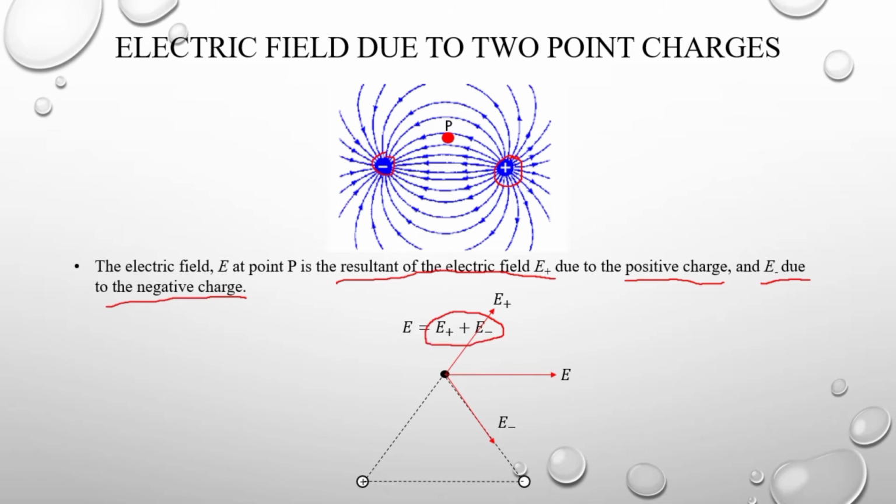In order to visualize more clearly, we can label the direction of electric field E plus directed away from the positive charge, and then E negative directed towards the negative charge. Therefore, the resultant electric field will be between these two electric fields.